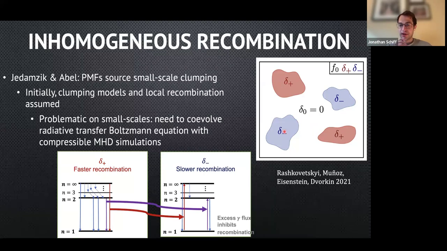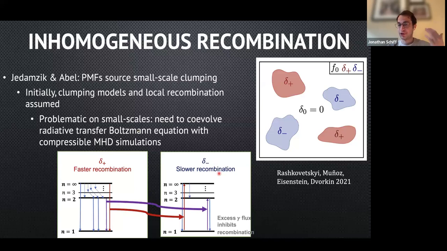That's inadequate for a whole host of reasons, but one that I want to focus on here is that on the small scales at which these primordial magnetic fields will naturally source the baryon clumping, the local recombination assumption breaks down. To understand why, imagine I have an overdense region that's recombining faster and a nearby underdense region, and I'm on a really small scale, well below the mean free path of a Lyman-alpha photon. Then successful recombinations in the overdense region can allow Lyman-alpha photons to escape and diffuse out to a nearby underdense region, which would lead to more successful recombinations in the overdense region where recombination is happening fastest, and then inhibiting recombination in this nearby underdense region.